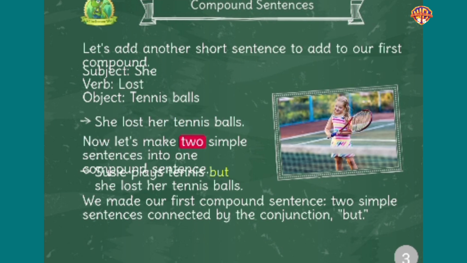Now let's make two simple sentences into one compound sentence. Susie plays tennis, but she lost her tennis balls. We made our first compound sentence. Two simple sentences connected by the conjunction, but.